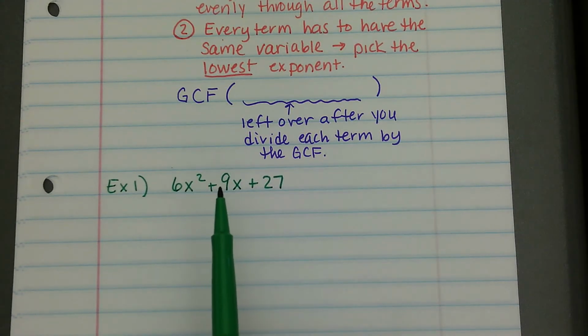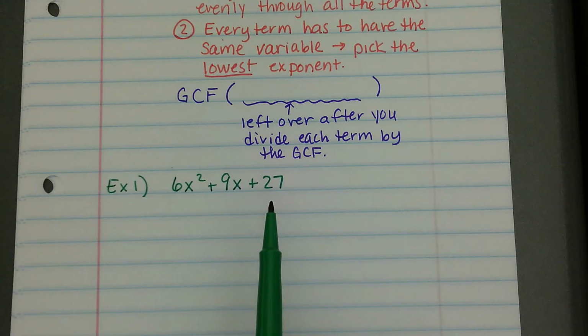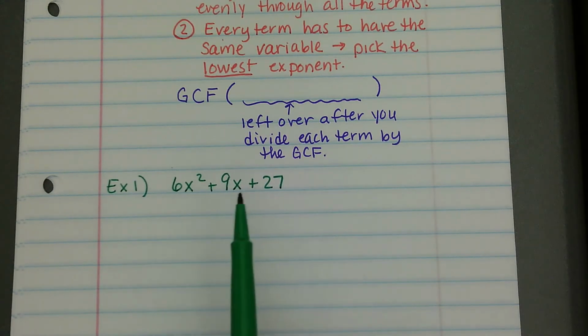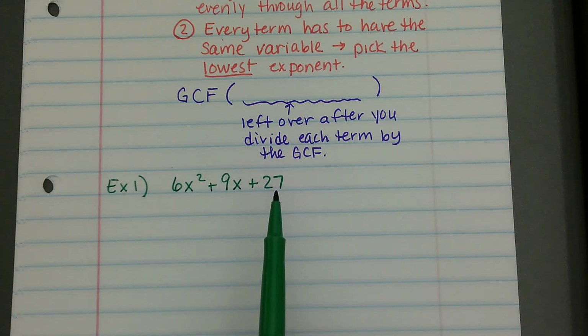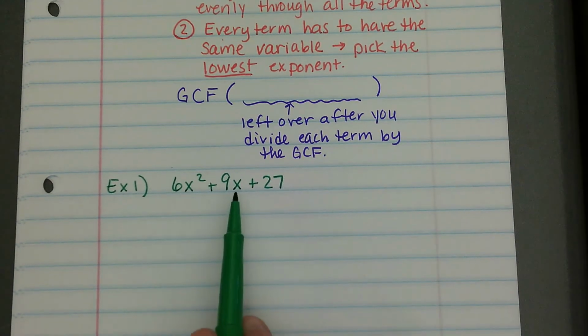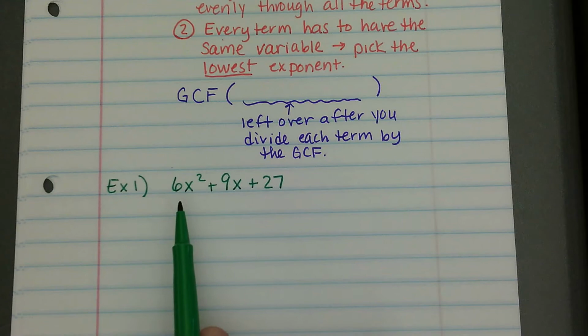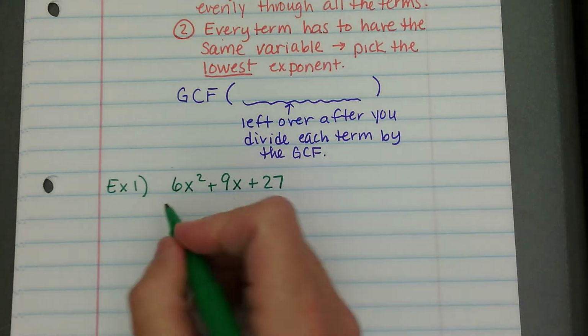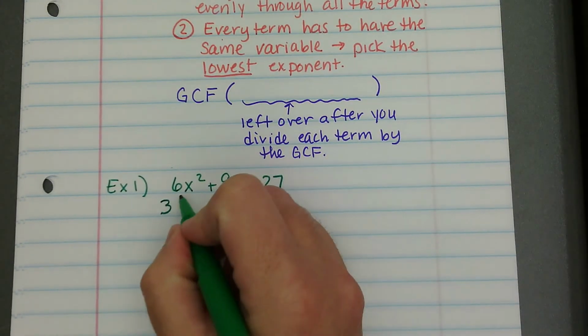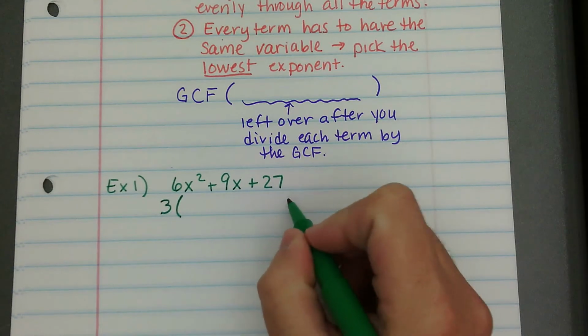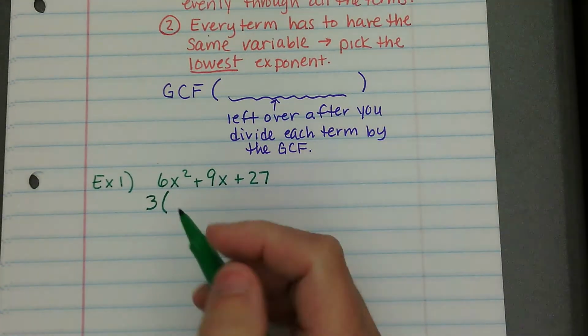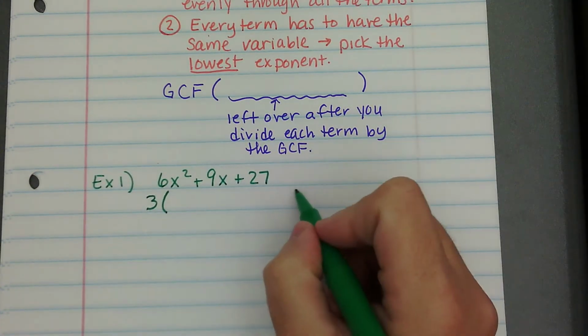Also notice that not every term has an X variable. So what that means is that you can't use X as a GCF because the 27 doesn't have one. So the only thing that we can do is take out a GCF of 3. 3 is the common factor. X is not because 27 doesn't have one to give. Then we put our parentheses in place.